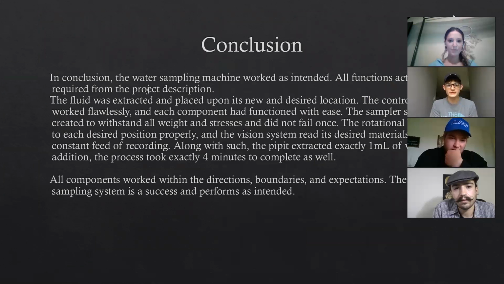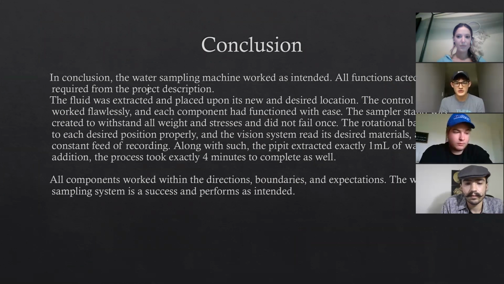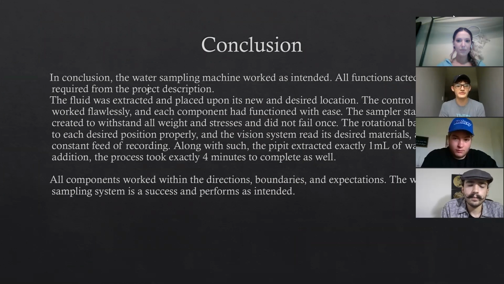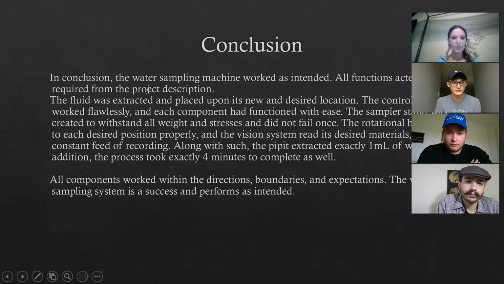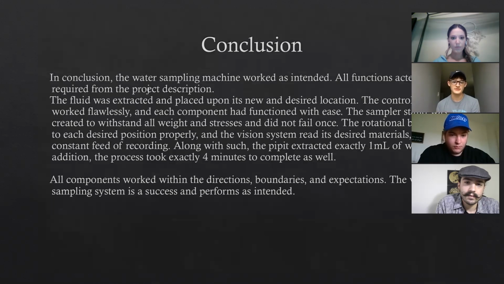So in conclusion, the water sampling machine worked as intended. All functions acted as required in the project description. The fluid was extracted and placed in its new desired location. The control code worked flawlessly, and each component functioned with ease. We had no trouble with the rotational base. The sponge picked up exactly 1 milliliter of water and moved it up and down with ease after fixing our problems. In short, all components worked within the directions, boundaries, and expectations. Water sampling was a success, just as was intended.